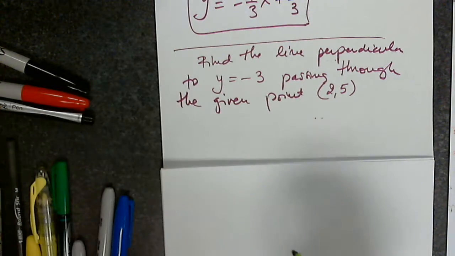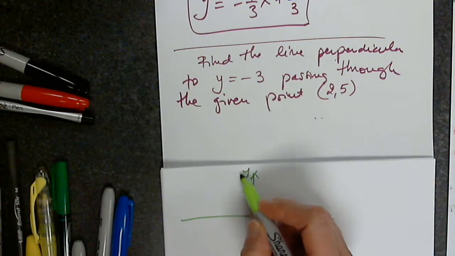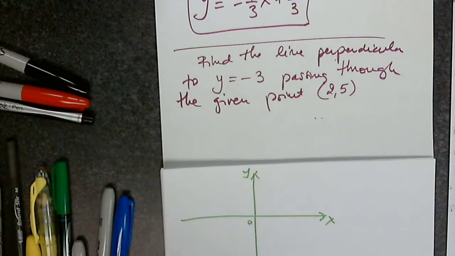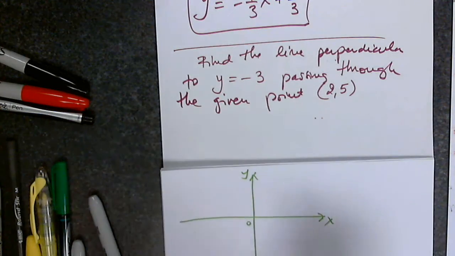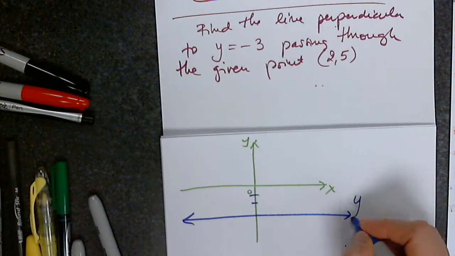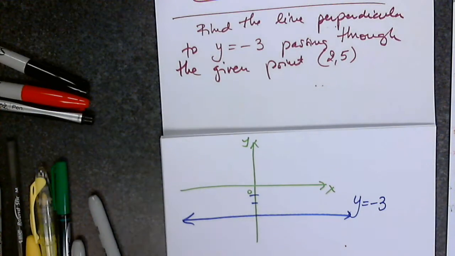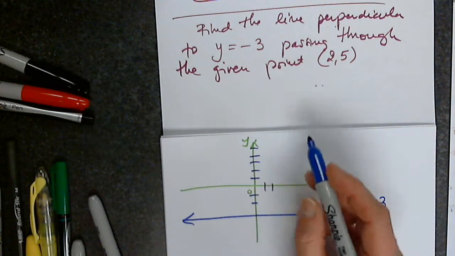Now, the question I ask myself is, how will I graph y equals -3? How do I graph that? Y is always the altitude. X is always the position, but y is the altitude. So it's a horizontal line right here. Now the point 2, 5 is here.